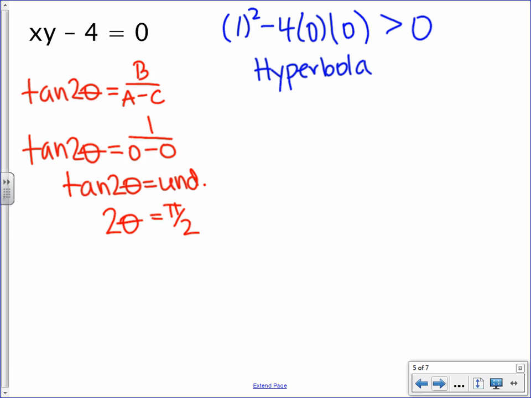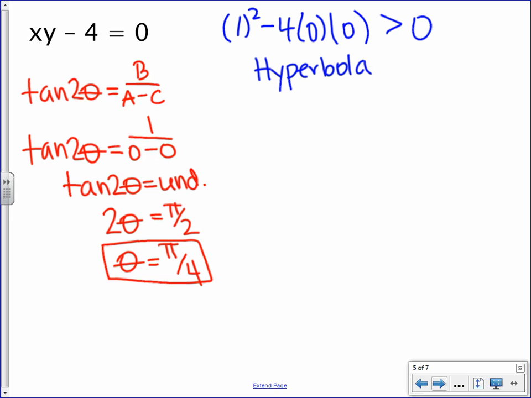I'm using some solving equations with trig here. So what does that mean theta is? Pi over 4. Okay, so I'm going to highlight this so we can come back to it. Our angle of rotation is pi over 4. Which, when we get to the graph, will be kind of nice.